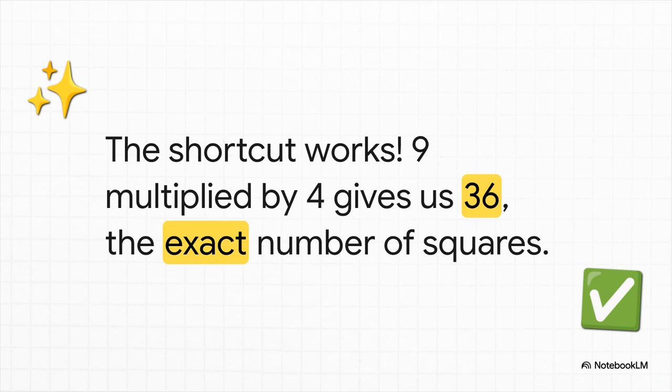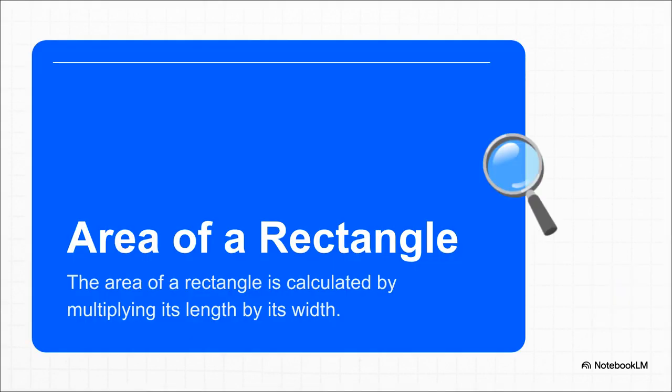It's the exact same number you'd get from counting every single one of those squares. The shortcut works perfectly. So that's the key takeaway right there. The area of any rectangle you'll ever find is simply its length times its width. A simple formula that's going to save you a whole lot of counting.